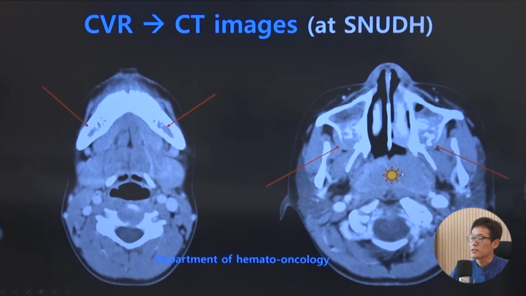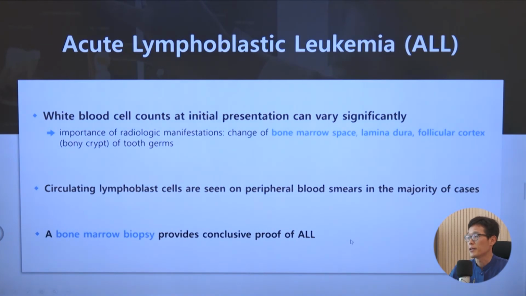So this patient was referred to the Department of Hemato-Oncology under the diagnosis of hematopoietic malignancy, and bone marrow biopsy was done, and the histopathologic result was acute lymphoblastic leukemia. In acute lymphoblastic leukemia, white blood cell counts at initial presentation can vary significantly. That's why the blood test of this patient had been unremarkable at the previous medical hospital. So, the radiologic manifestations such as change of bone marrow space, lamina dura, follicular cortex of tooth germs are very important.